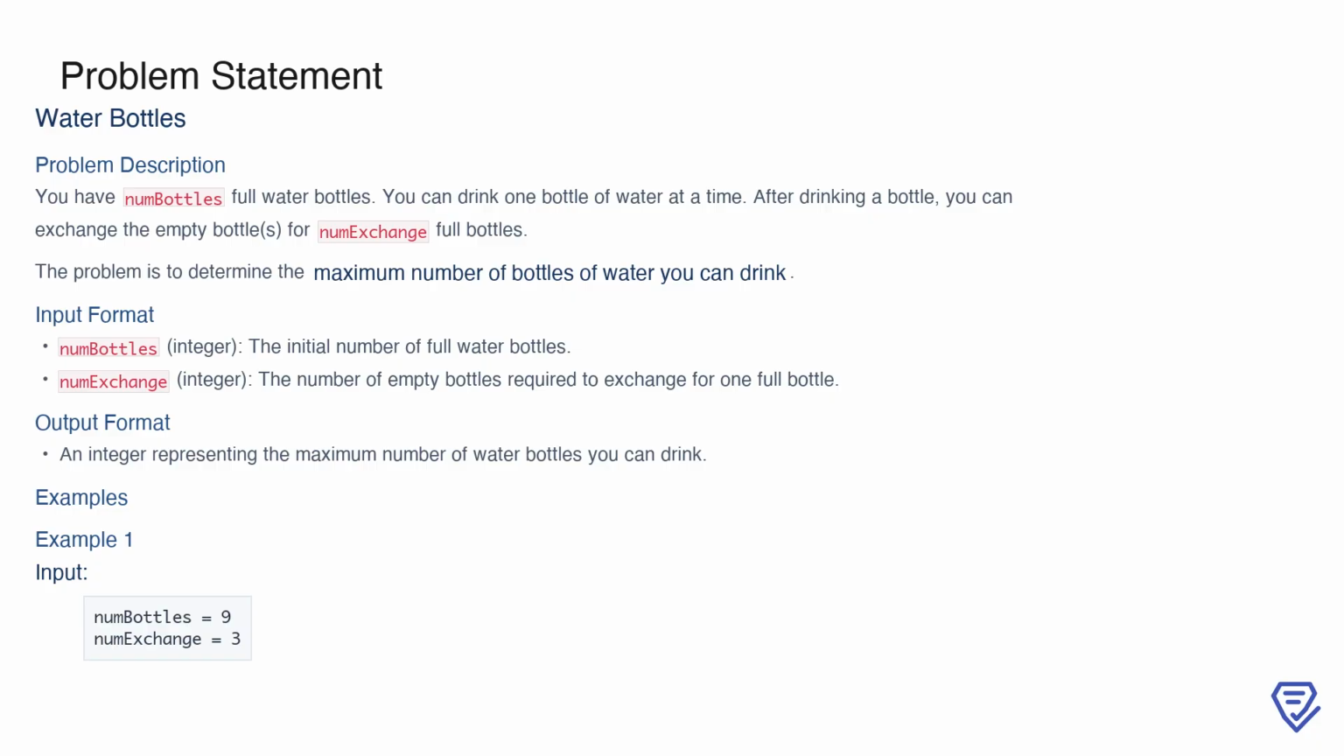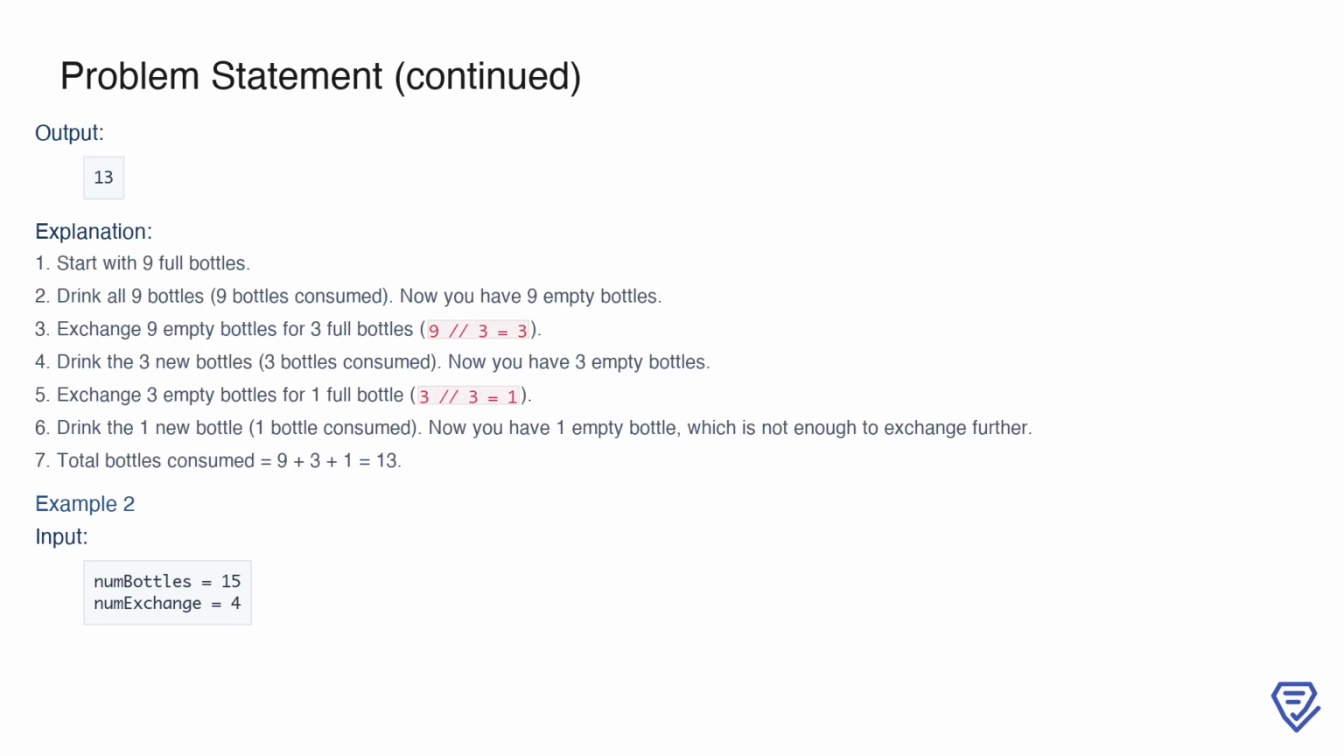The input consists of two integers, numBottles, representing the starting number of full bottles, and numExchange, which is the number of empty bottles required for one exchange. The output should be a single integer indicating the total number of bottles you can consume. Here's an example to help us understand the problem better.